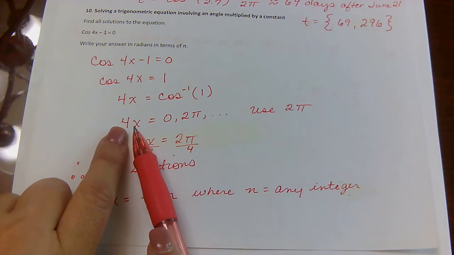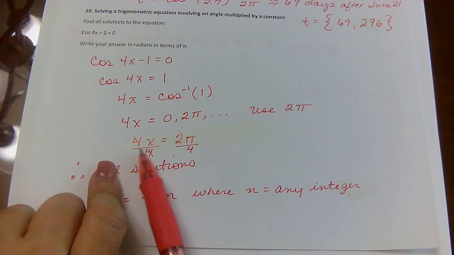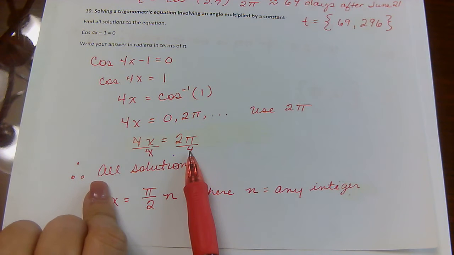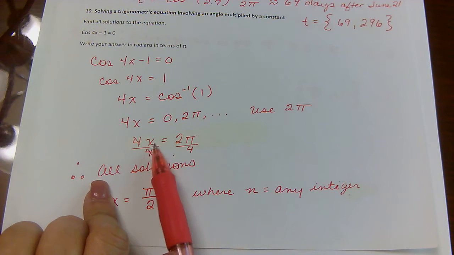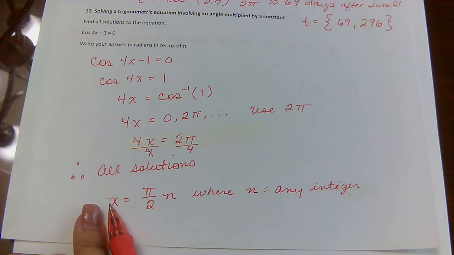The next thing I'm going to do is set this equal together and then divide by 4 on both sides. Okay, so when I do that, I get x is equal to pi over 2. So x is equal to pi over 2 times n. Remember, n can be any integer.